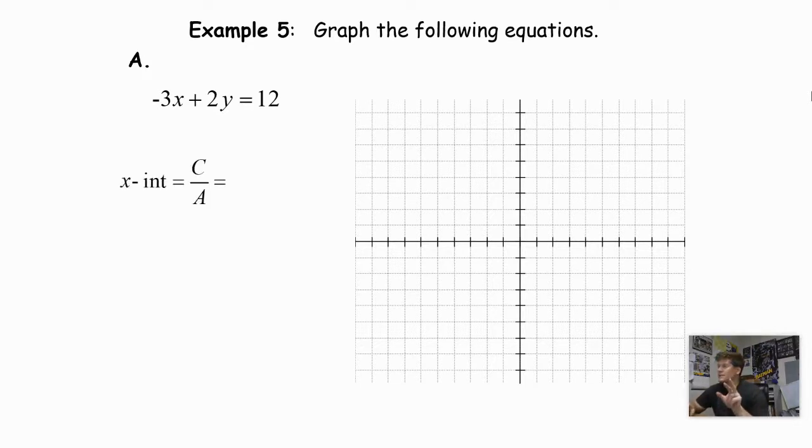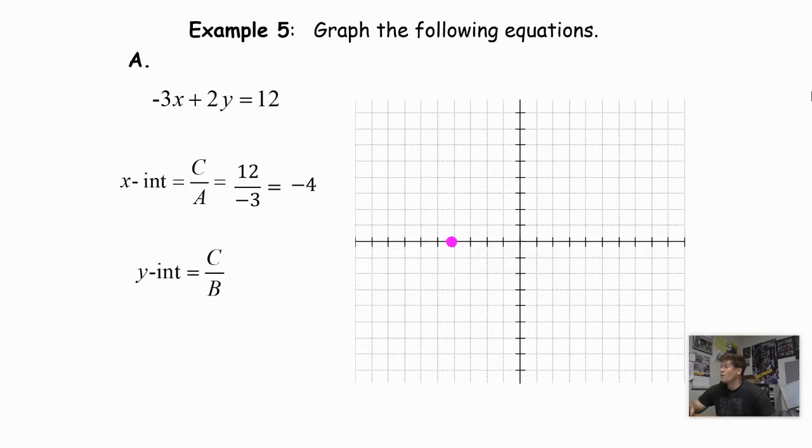If I'm looking for the x-intercept, I simply take the c value divided by the a value. So I have 12 divided by negative 3. 12 divided by negative 3 gets me negative 4. So on the x line, I put a point down at negative 4.